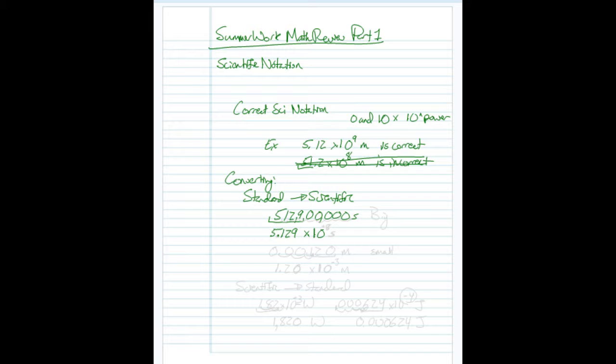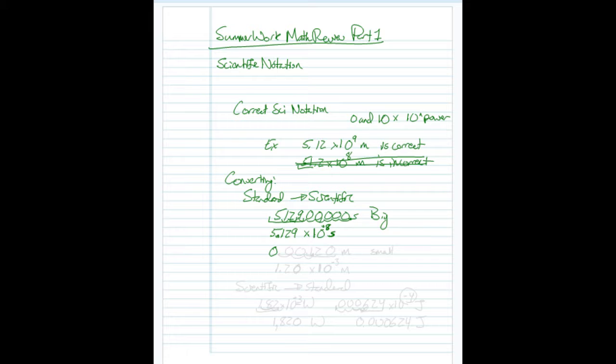To find that power, we're going to start with our standard notation number, find where the decimal is. How many times do we have to move it to put it where it belongs? 1, 2, 3, 4, 5, 6, 7, 8 times. Times 10 to the 8th. This is going to be a positive 8th because this is a big number. And then we also have to copy down our unit.